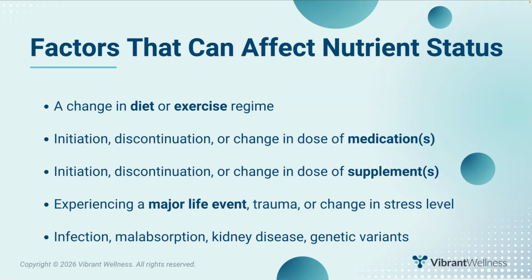Factors that can affect nutrient status include a change in diet or exercise regime, initiating, discontinuing, or a change in dose of medications, including drug-nutrient interactions. Also, initiation, discontinuation, or change in dose of supplements. Also, experiencing a major life event, trauma, or change in stress level. Additionally, infection, malabsorption, kidney disease, and genetic variants can also impact nutrient status.